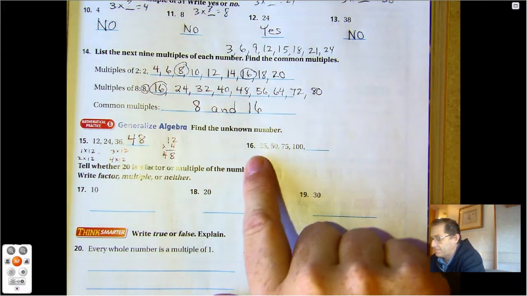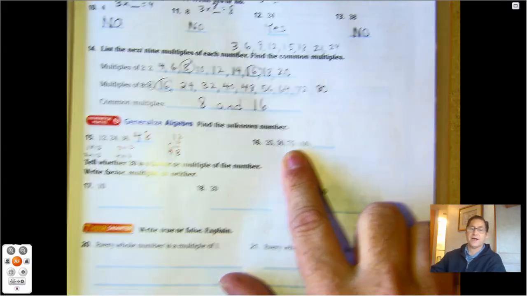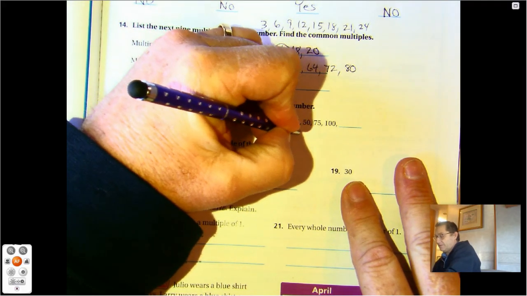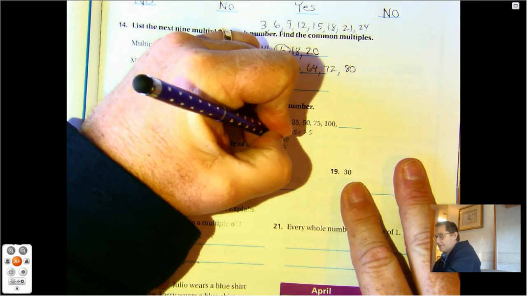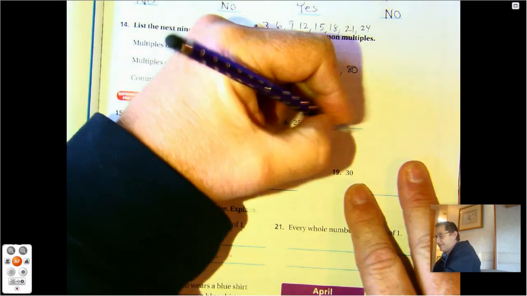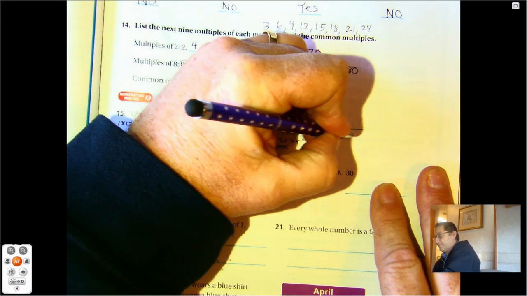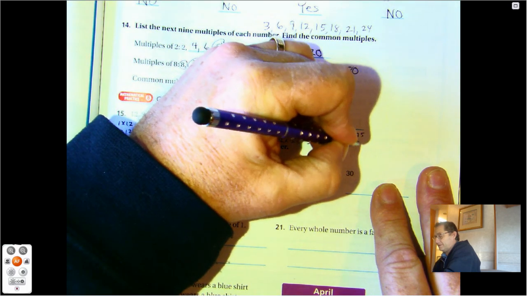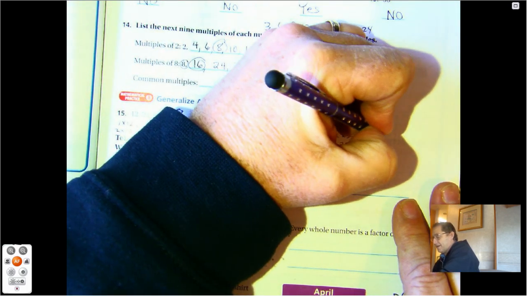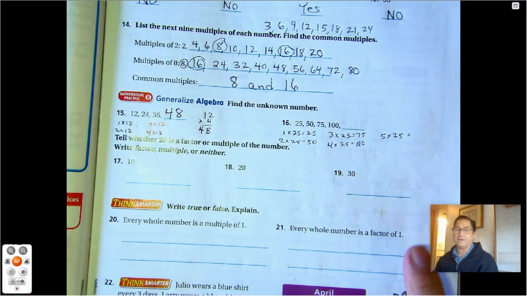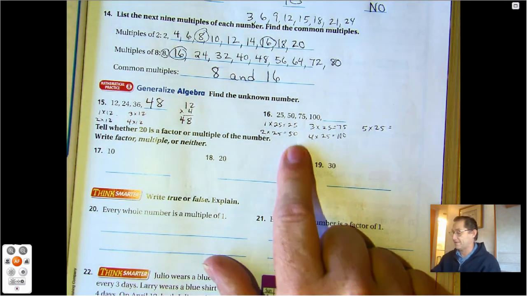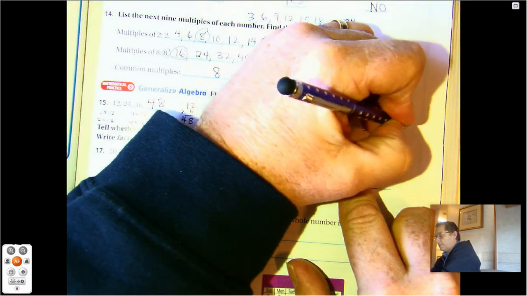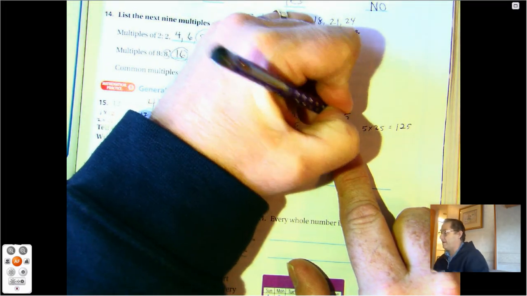All right, here it looks like we're increasing by quarters. So 1 times 25 is 25. 2 times 25 is 50. 3 times 25 is 75. 4 times 25 is 100. So what is 5 times 25? Well, we're just increasing by 25s, right? So 100 plus 25, 125.